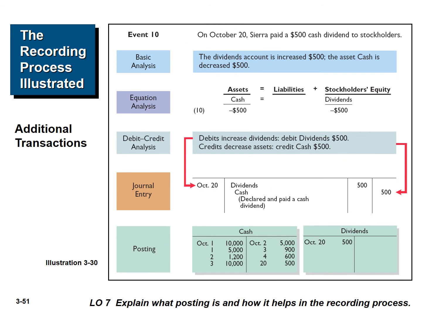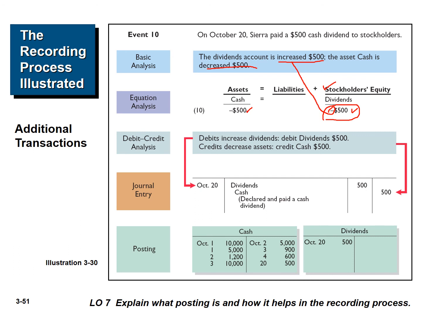Number 10, they paid $500 dividends to the stockholders, cash dividends. Dividends is increased by $500 and cash is decreased. We paid them, so cash and dividends. Again, it looks a little confusing because we say increase and then we subtract. It's increasing the dividends account, but dividends are part of stockholders' equity. So this transaction here is decreasing stockholders' equity, but you're actually increasing the dividends account because you're paying more dividends.